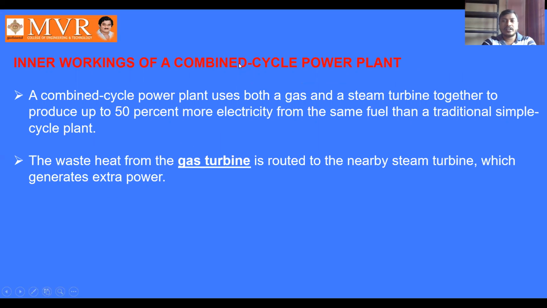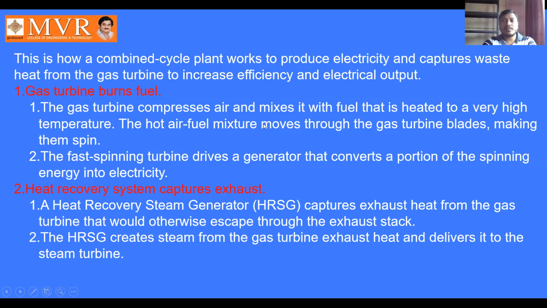See, we can observe here that a combined cycle power plant uses both a gas and a steam turbine together to produce up to 50% more electricity. The waste heat which is coming out from the gas turbine is routed to the nearby steam turbine. We are transferring the waste heat from the gas turbine to the steam turbine for getting 50% more electricity, which is nothing but a combined cycle power plant.